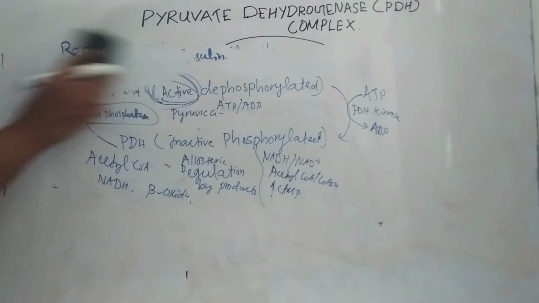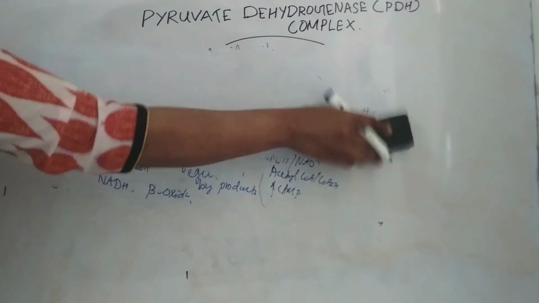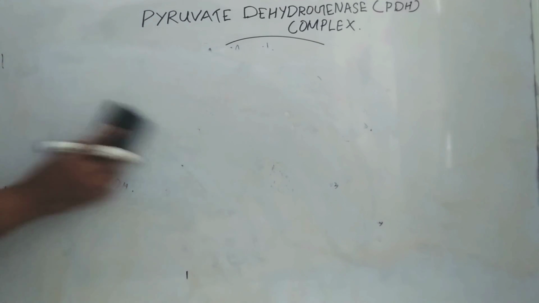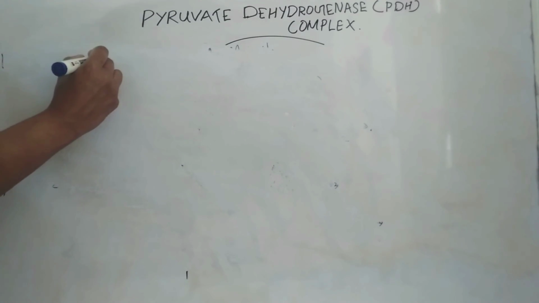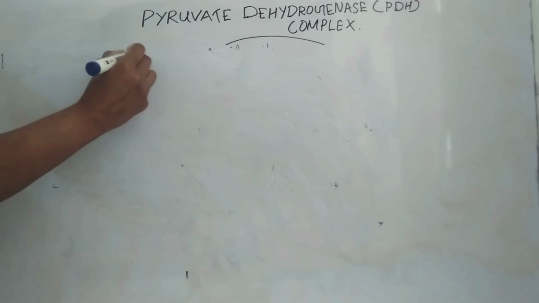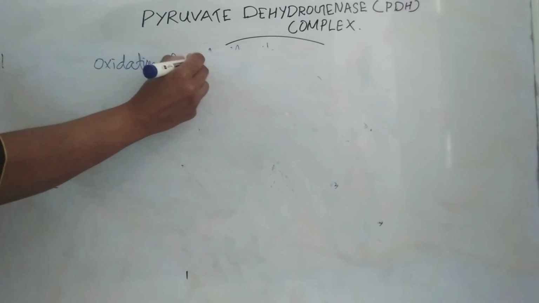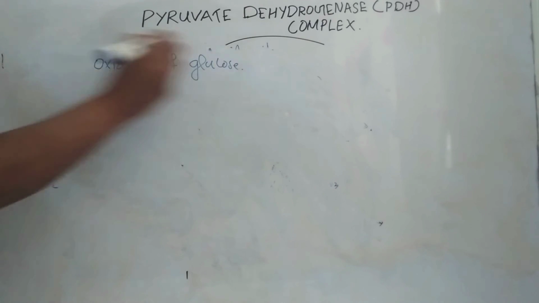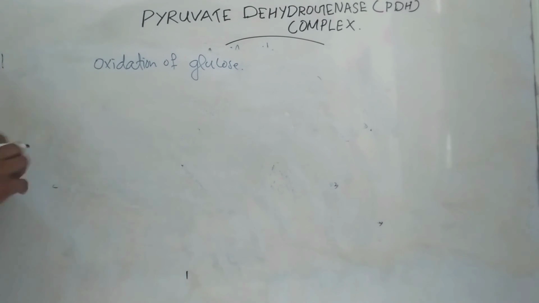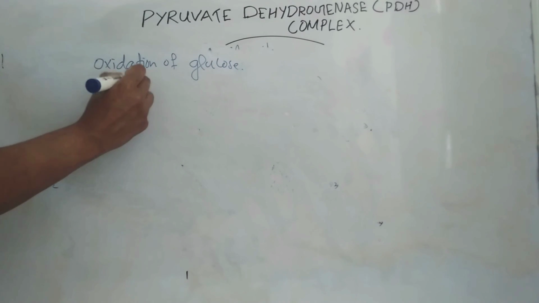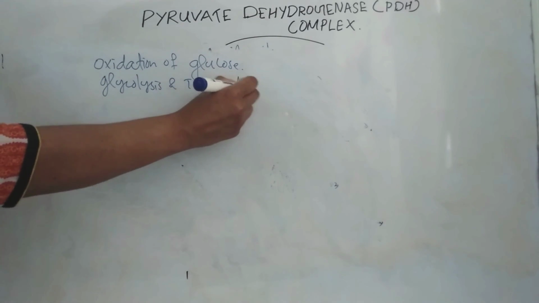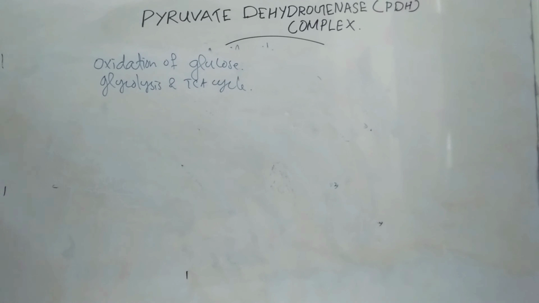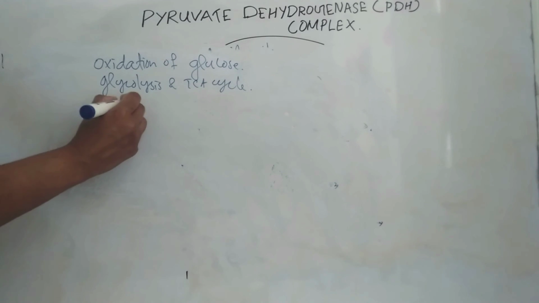Coming to the importance of this PDH complex, it is a committed step in the oxidation of glucose. Then it is a connecting link between glycolysis and the TCA cycle.